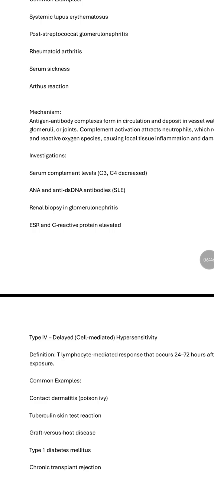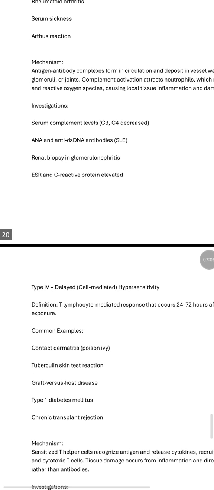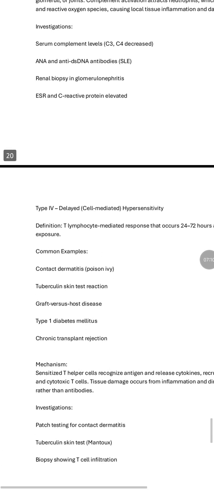So we are checking for the levels of C3 and C4. We are checking for ANA, which is anti-nuclear antibody. Renal biopsy, like in the case of glomerulonephritis, ESR and C-reactive protein, which are going to be elevated. ESR is the erythrocyte sedimentation rate. These are markers of inflammation.